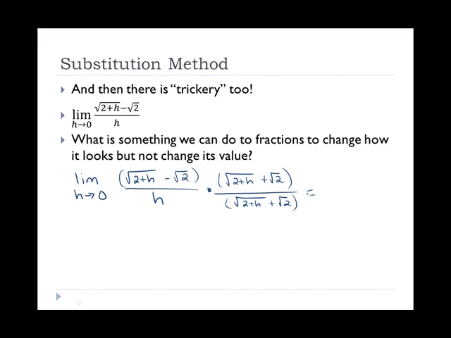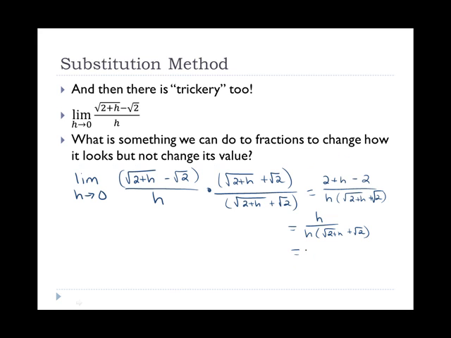And when we multiply all of that out, remember when you multiply by conjugates, the middle terms cancel, and anything times itself is itself squared. So we have the square root of 2 plus h squared, which is 2 plus h. And then we have minus 2, and then all over h and all of this stuff. Okay, and now up top we just have h over h, square root of 2 plus h plus square root of 2. I lost the square root of 2 somehow back up there.